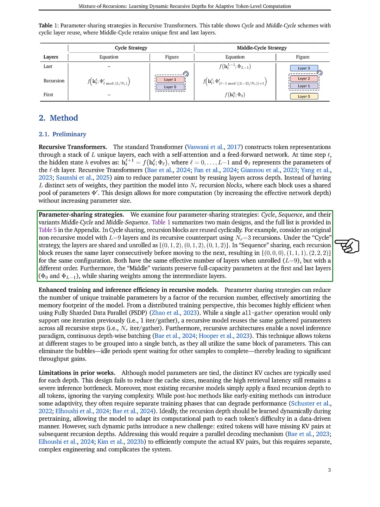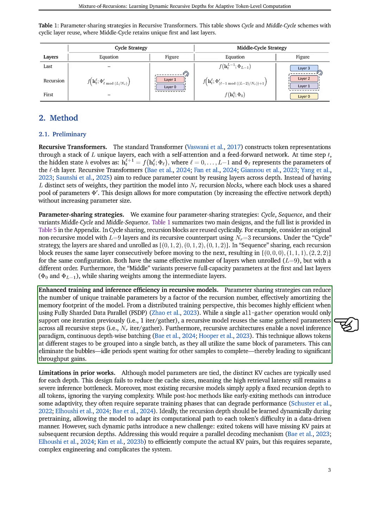Section: Enhanced Training and Inference Efficiency in Recursive Models. In this section, we discuss how we can enhance training and inference efficiency in recursive models. By using parameter sharing strategies, we can significantly reduce the number of unique trainable parameters, which helps manage the model's memory usage. When we look at distributed training, this becomes particularly efficient with fully sharded data parallel, FSDP. Instead of needing one all-gather operation for each iteration, a recursive model allows us to reuse gathered parameters across all recursive steps, making it much more efficient.